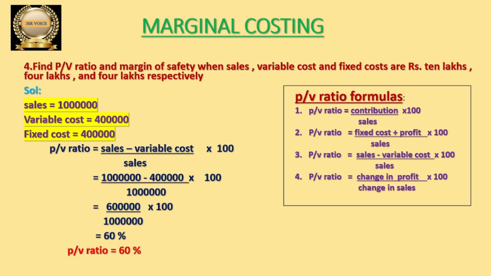So since this is PV ratio, you should mark percentage also. PV ratio always will be shown in the percentage. So 60 you will get, so you should write percentage. PV ratio is 60%. That's it. One item, whatever they asked in the question, we found it out, PV ratio. And next our duty is to find out margin of safety. So let us find out the margin of safety now. Let us go to calculating that margin of safety.